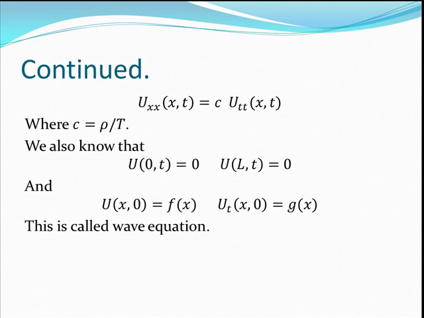So the mathematical expression which describes the motion of that string satisfies this partial differential equation. If we solve this PDE, we will get a solution, and that solution will describe the motion of the string. The solution will also satisfy this condition and this condition, and it will also satisfy the initial condition and the initial velocity. This is called the wave equation.